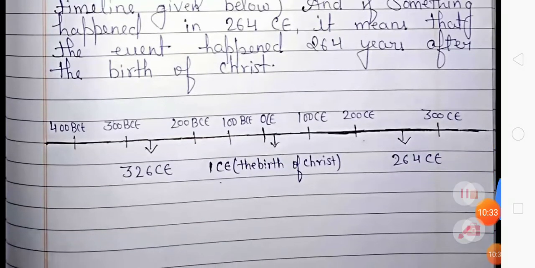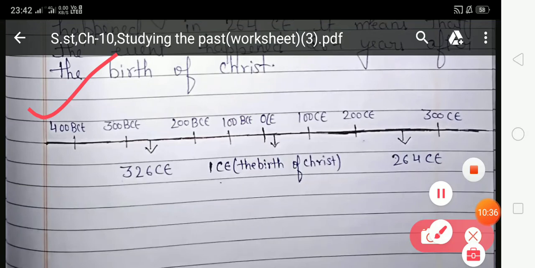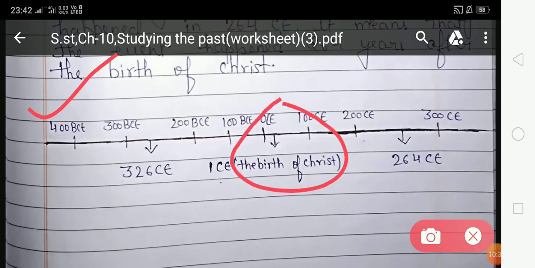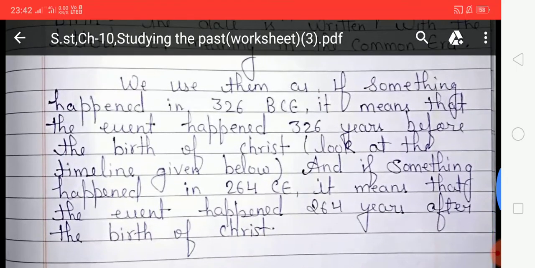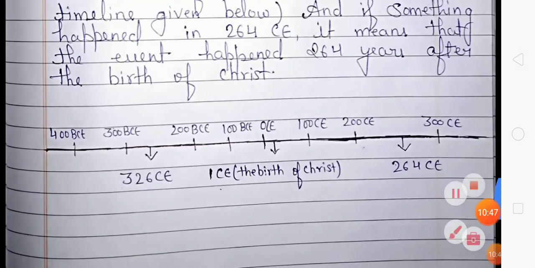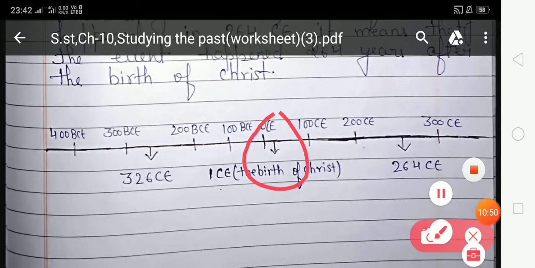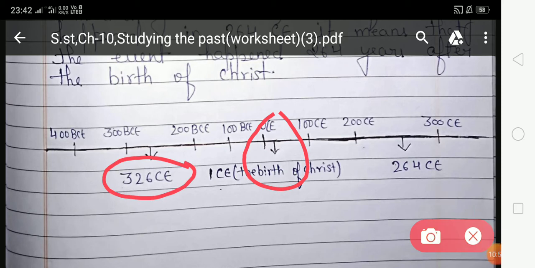So look at this timeline. This is the birth of Christ, and here this is 326 CE. So student, look at this, the birth of Christ, near the 326 CE. If something happened in 326 BCE, then it means the incident happened 326 years before.